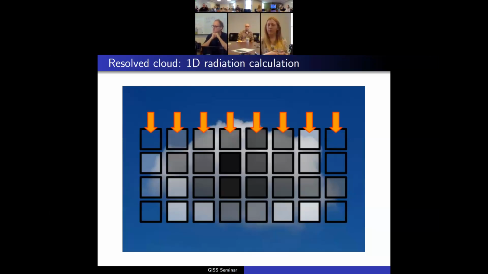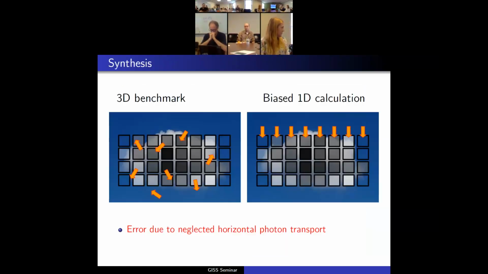First of all, there are multiple ways to compute this radiation within an individual column, but one way to imagine this 1D approximation is that we only employ vertical radiative fluxes. This scheme shows the radiation propagating vertically downward through the atmosphere, but we also have a component of radiation propagating vertically upward in this 1D computation. We don't have any horizontal radiative fluxes. Obviously, if we place these two images side by side, we can easily conclude that our 1D calculation is biased relative to the 3D benchmark, and this bias or error stems from neglected horizontal photon transport if the cloud is resolved.